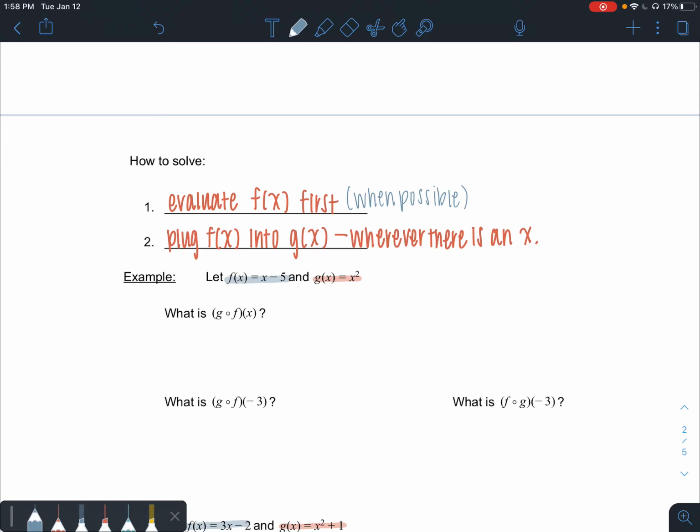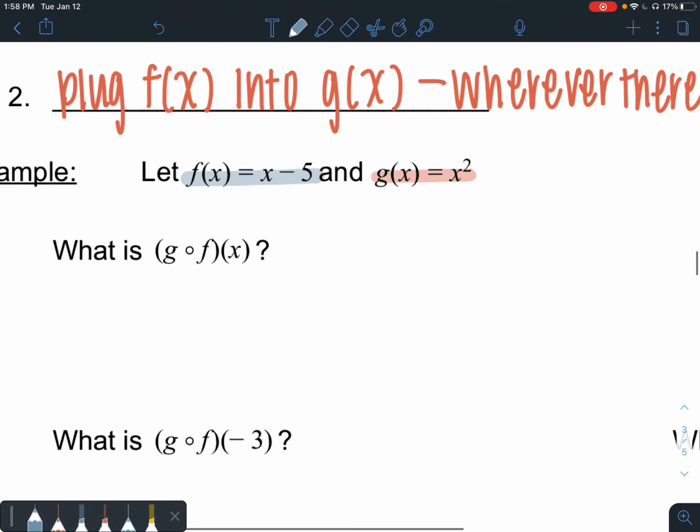So let's go ahead and do f of x equals x minus 5 and g of x equals x squared. It says, what is g of f of x? So we're going to write this out as g of x, but instead of x, we're going to put f of x inside of there. So you can kind of see that f of x is going into g of x.